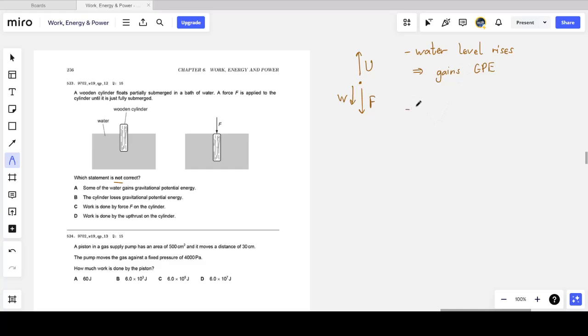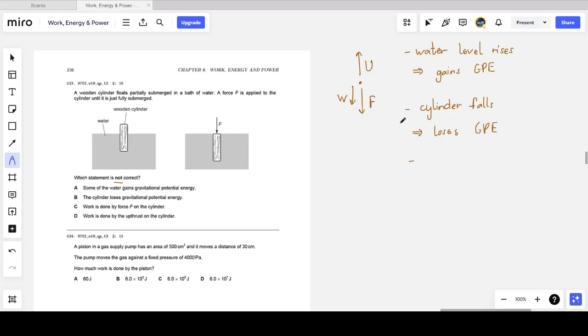What about the second statement? The cylinder loses gravitational potential energy. Will it? Yes, it falls. Its height is now lower relative to the bottom of the tub of water. So the cylinder falls relative to the bottom of the tub, and so the cylinder loses gravitational potential energy. So yes, the second statement is correct as well. B is correct.